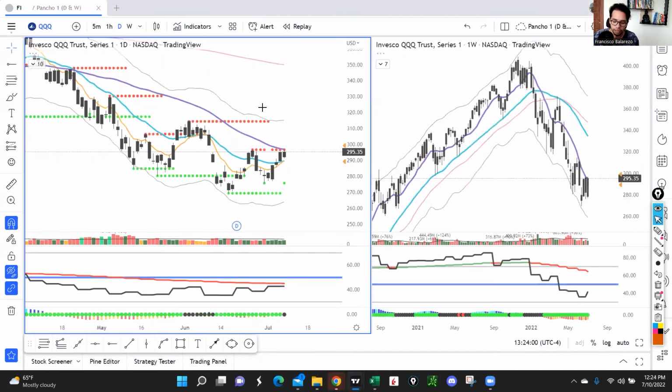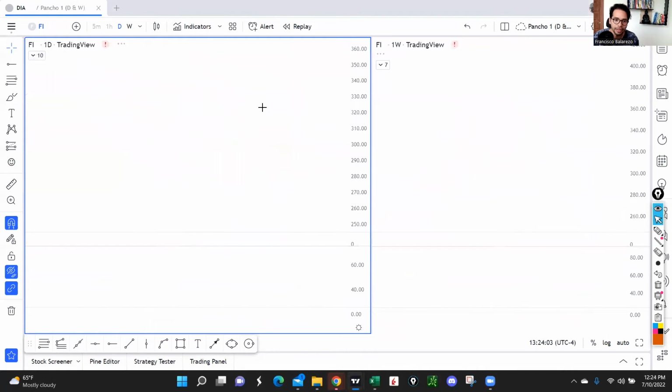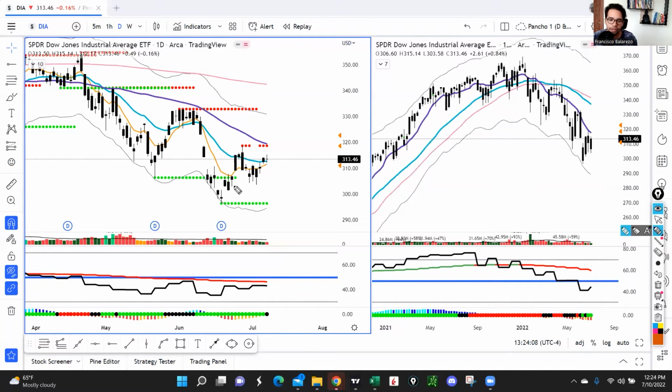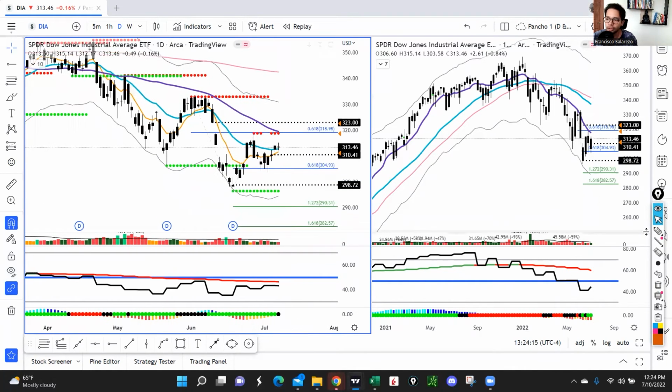And then we can take a look at the DIA, which is the Dow Jones. You can see that most of these charts are pretty similar. You can see that the Dow Jones also printed a higher low right here. And what is pretty interesting in the Dow Jones, if we bring out the drawings again, is that if we measure a Fibonacci retracement from this low to this swing high right here, the Dow Jones respected the 0.618 perfectly. And you can also see that if we measure a Fibonacci retracement from this high to this swing low right here, we actually respected that 0.618 as well.